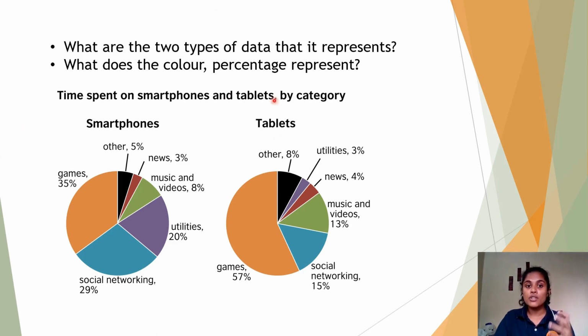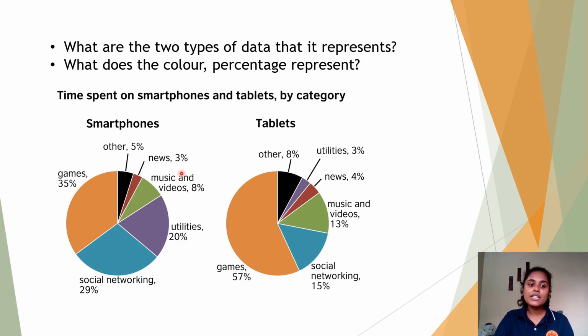And to describe a graph, we should first understand it. For that, we should know what the labels are and what those labels represent. So let's take one pie chart, the smartphone pie chart. What is the title? The title says time spent on smartphones and tablets by category. So what are the labels in this pie chart? Games is a label, 35% is a label, social networking is a label, 29% is a label.